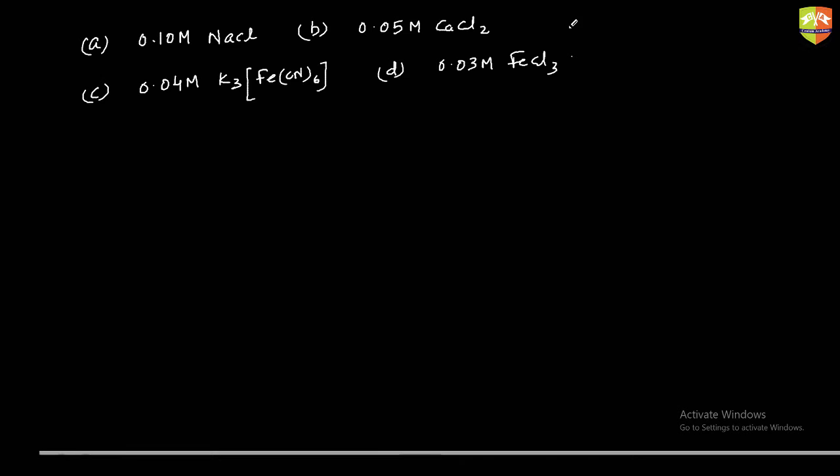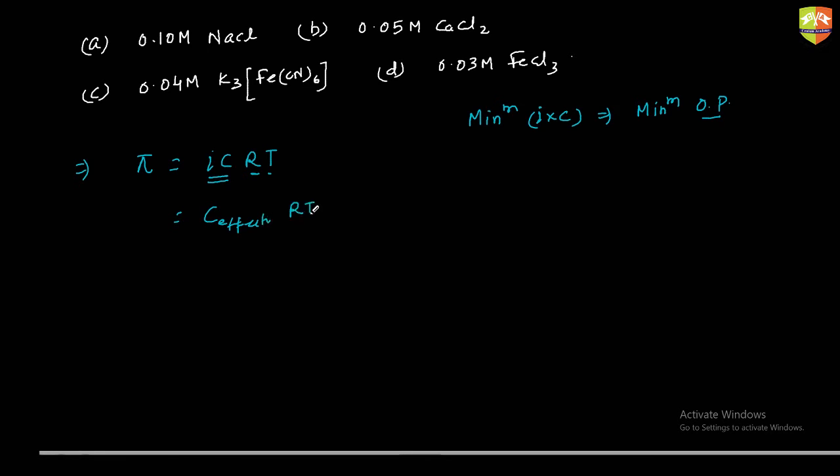Because it has the lowest value, right? See, the only thing we need to check is the effective concentration, because pi, I'll write here, the osmotic pressure, is equal to iCRT. Why i? Because all are electrolytes. This R and T won't change. So for the one which has minimum value of iC, minimum i into C, gives you minimum osmotic pressure. In some books, they also write this product as C effective, C effective into RT. So minimum C effective, minimum osmotic pressure.